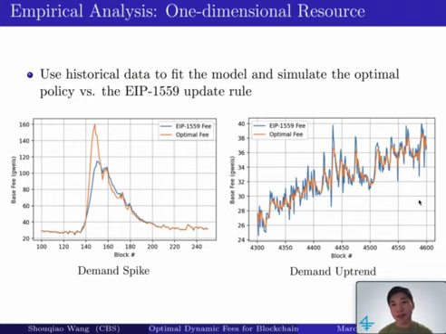And this graph shows the difference between our optimal policy and EIP 1559 during a demand spike and a demand uptrend. When there is a demand spike, our policy can adjust the price quicker and greater in order to better decrease the demand to the target. When the demand varies more gently, our optimal price becomes smoother than the EIP 1559 policy.